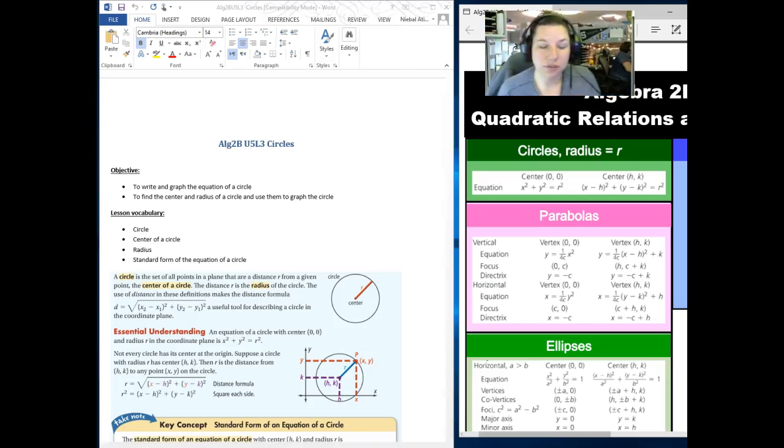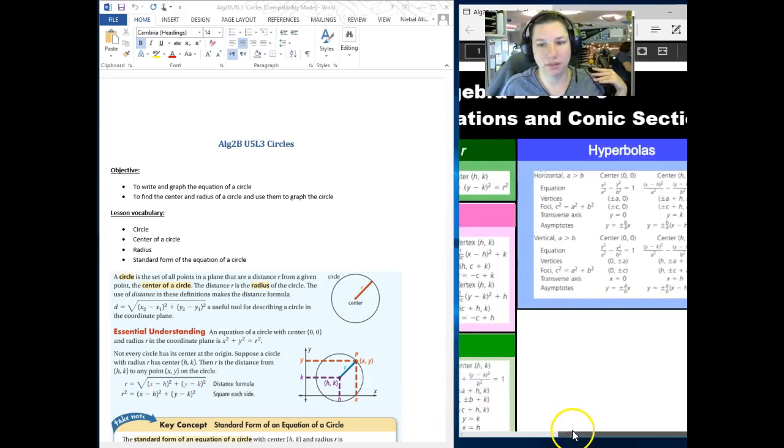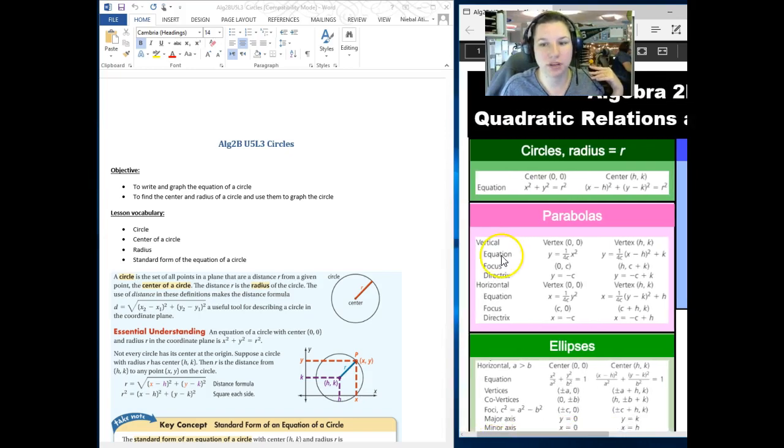All right, circles. The circle ones are a little bit simpler than your other conic sections. Notice, obviously, just compare the boxes and the formula sheet. There's only two equations you're going to be working from. Your circle either has a center at 0, 0, or it has a center at some other point.